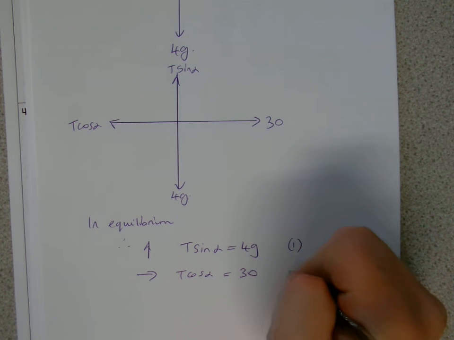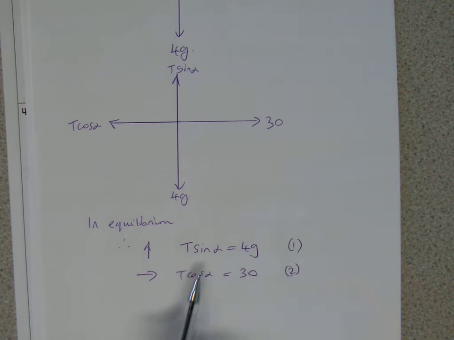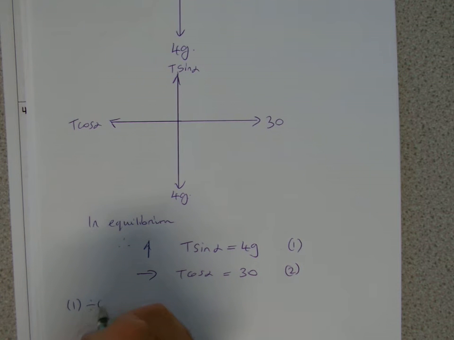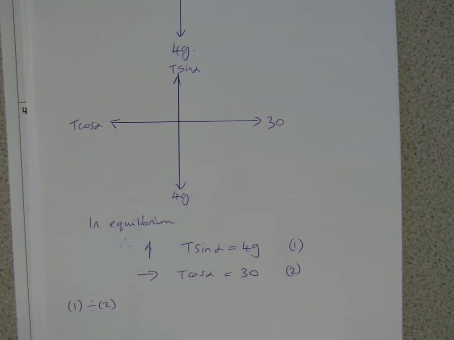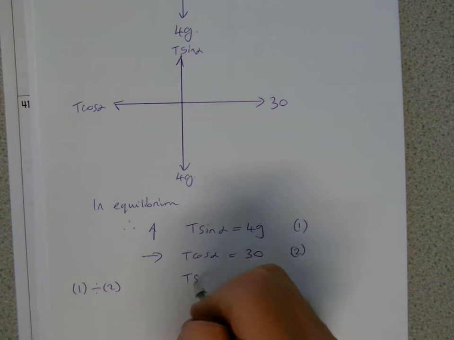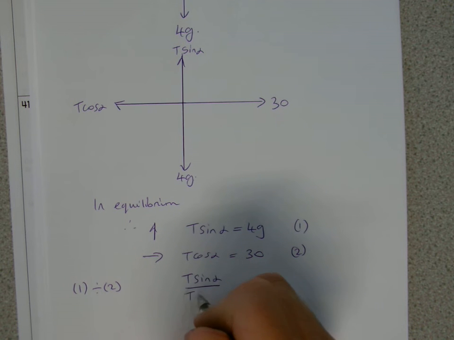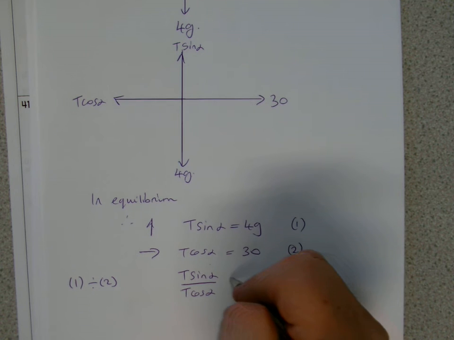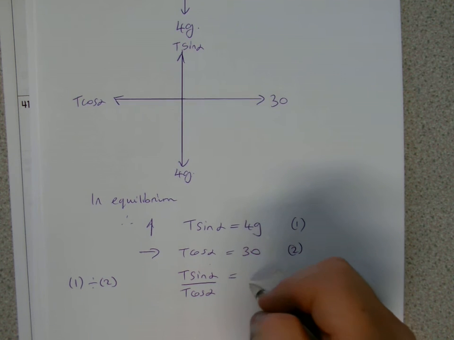And what you can do, right, to work out alpha, and T, well first of all we work out alpha, what you can do is you can divide, can't you? You can do 1 divided by 2. Okay, that's the technique you use here. Because if you do 1 divided by 2, you'll notice I've got that, yeah? T sine alpha over T cos alpha. And on the other side then, I'll have 4g divided by 30, okay?